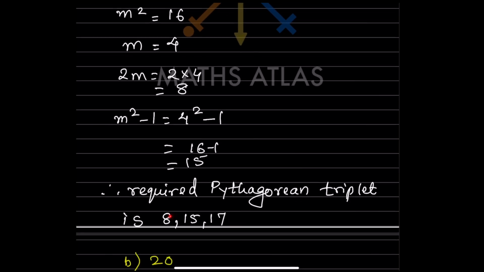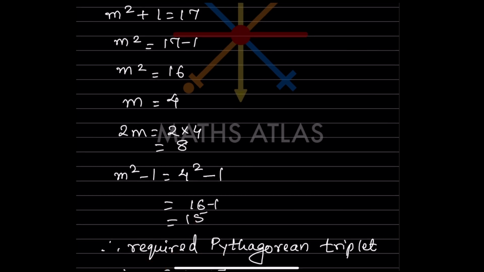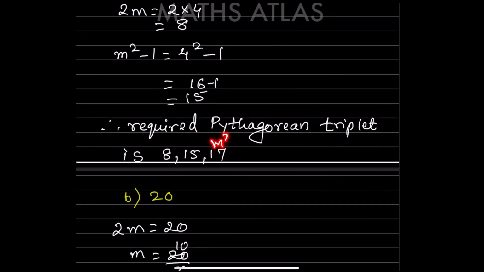Now look at here. How are you going to write it? Because you know a square plus b square is equal to c square. So here we start with this is m, this is 2m, this is m square minus 1, and this is m square plus 1. So we will write here 8, 15 and 17.